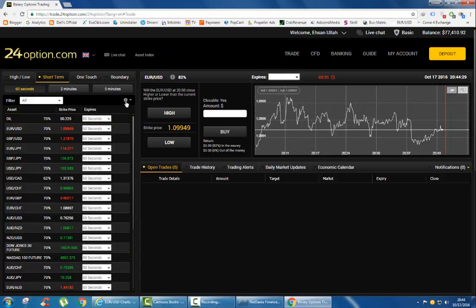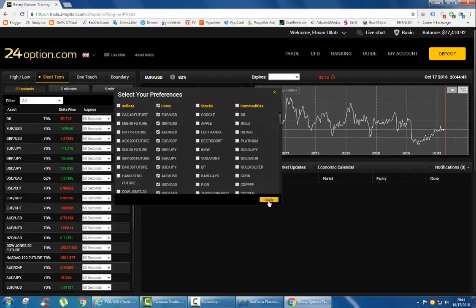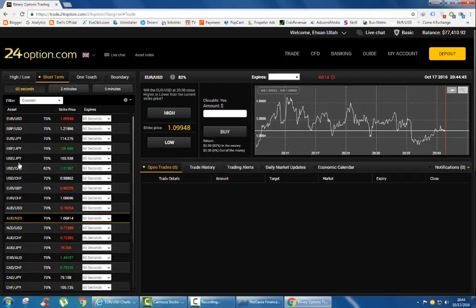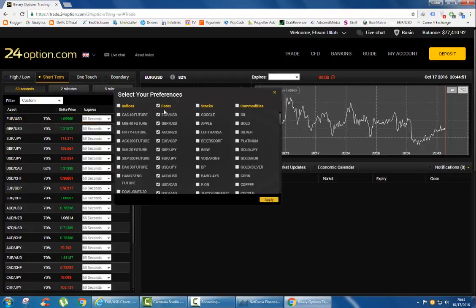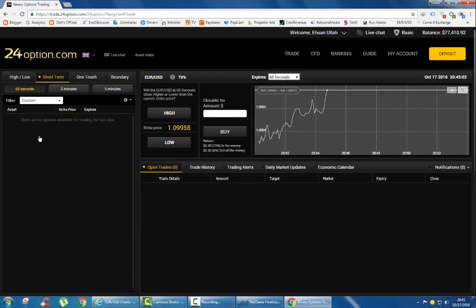Okay, since we're going for Forex, click on short term. The short term tab will give you the option to execute 60-second trades. After clicking here, click here and now select Forex. Click apply. Now in this list, the assets are Forex related only, the currency pairs. You can further filter these currencies by clicking on Forex, selecting the one you want to trade on, and then clicking apply. Since I haven't selected anything, I haven't decided yet what to select.